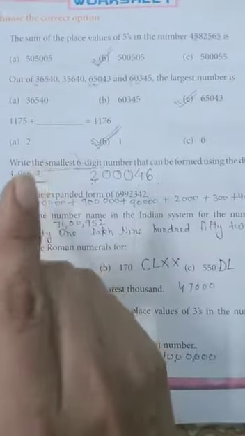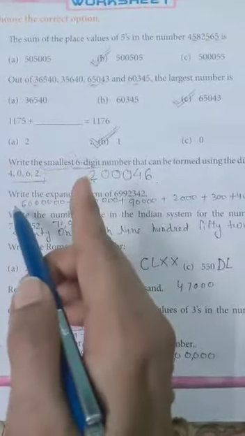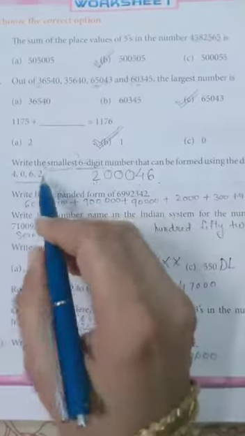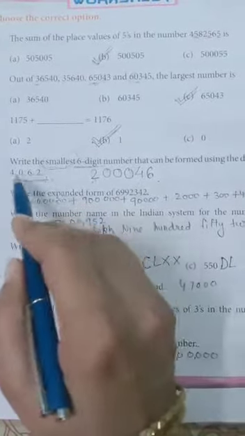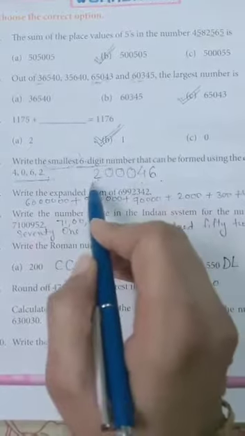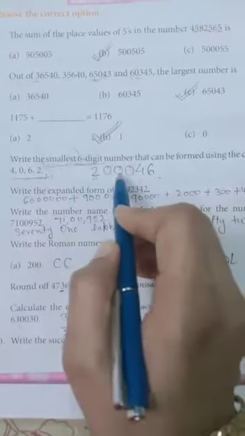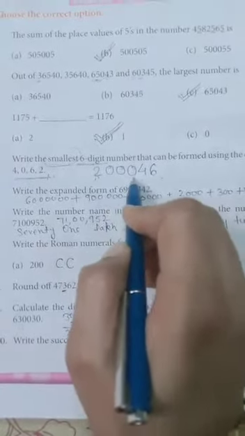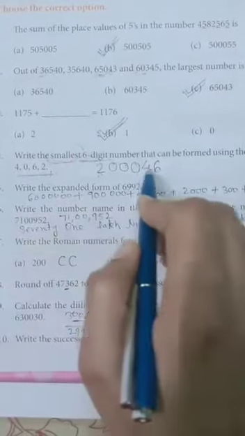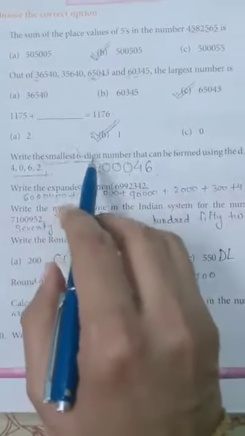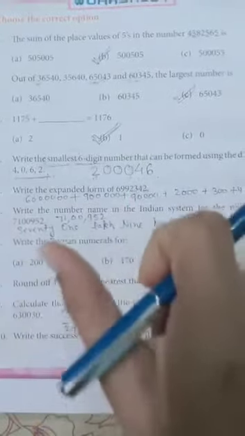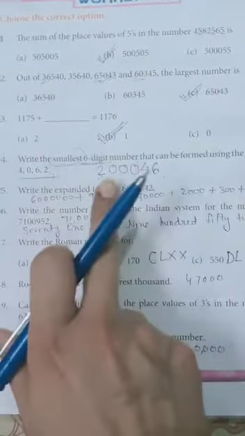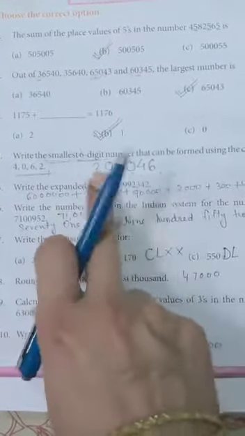And one main point: whenever we make the smallest number, we cannot put the 0 at the first place. The number which is greater than 0 and smaller than the others will be at the first place. So what will come here? 2. After that we put the next smaller number, 0, three times, and after that 4 and then 6. Because whenever we have to form the smallest number, we put the digits in ascending order, but here only 4 digits are given and we have to make a 6-digit number.